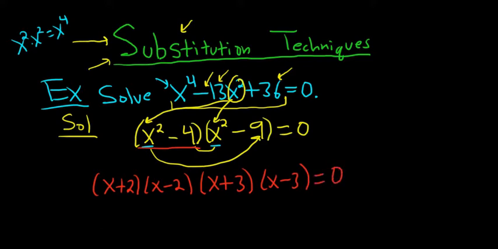And then you set each factor equal to 0. I'll skip the steps here. Here you get negative 2. Here you get 2. Here you get negative 3. And here you get 3. And those would be the answers.